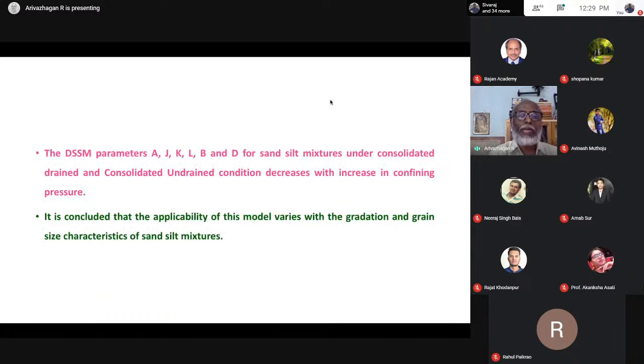The parameters A, J, K, L, B, and D for sand silt mixtures, in consolidated drained and consolidated undrained conditions, decrease with increase in confining pressure. We concluded that the applicability of this model varies with the gradation and grain size characteristics of sand silt mixtures. So I can conclude this. These material model parameters A, J, K, L, and B, D can be effectively used by designers and engineers for soil structure interaction problems and soil deformation problems in an easy way. So effectively they can use them with experience.